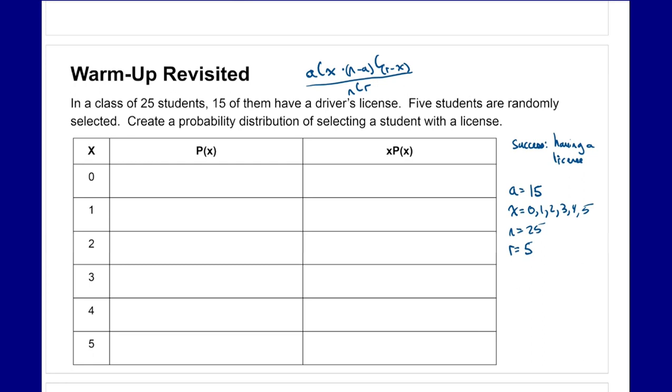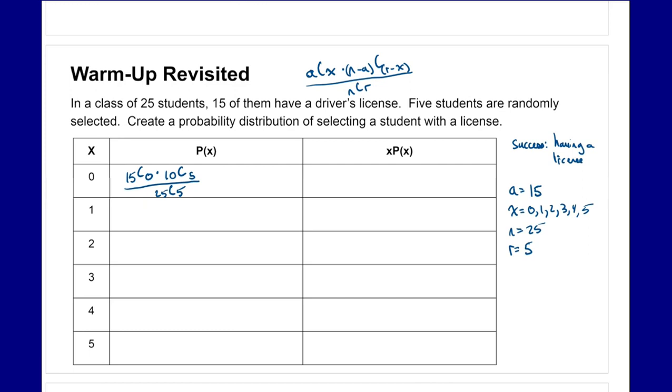So if we wanted to go through and actually calculate each one, you could think of it as using this formula, or again, think of it as a combination probability question. So selecting 0 people that have a license: 15 choose 0, times 10 choose 5, divided by 25 choose 5. You can see how we're getting these values.